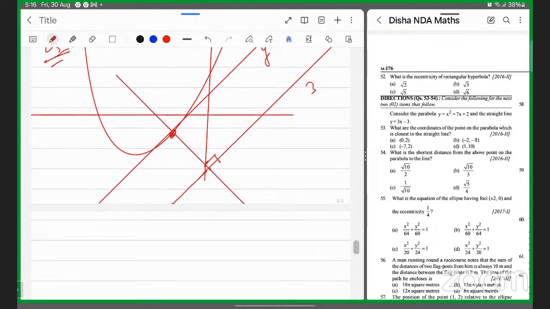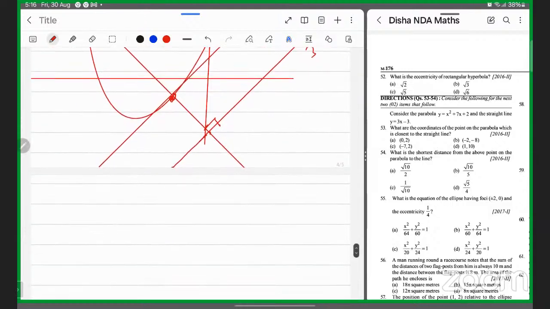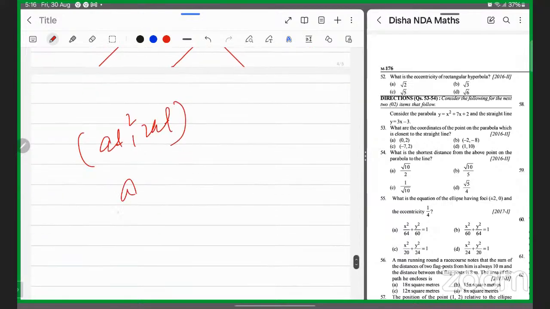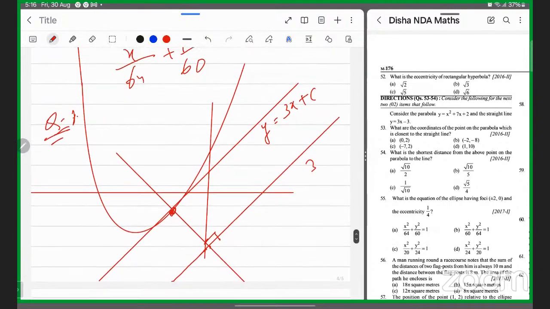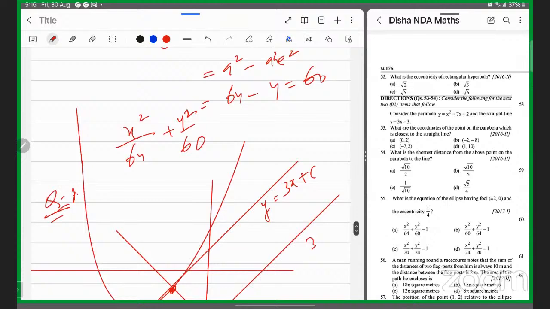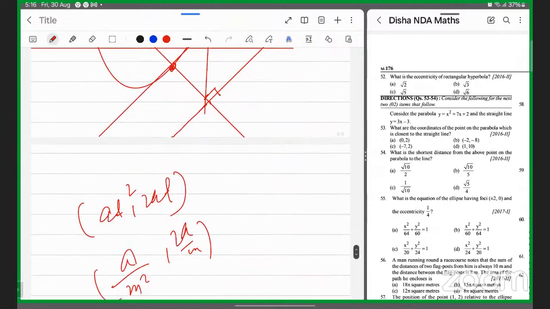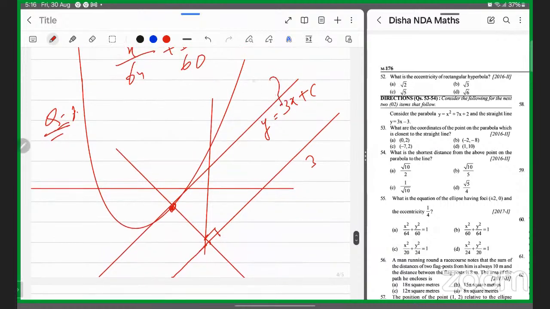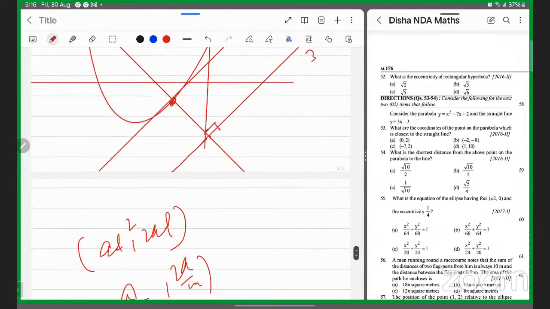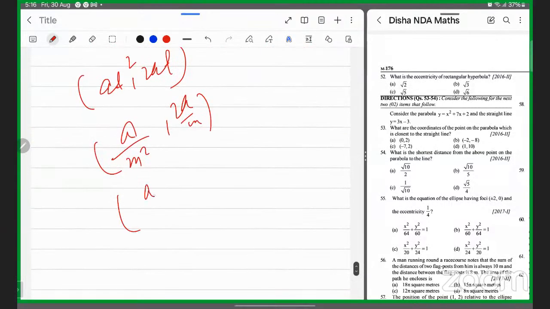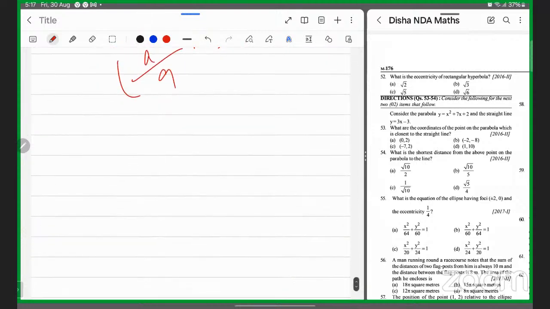The contact point. How will you find the contact point? What is the contact point of a parabola? Tell me. a m square comma 2a m, that means a by m square comma 2a by m. Here m is given. How will you find a? That's the main motive. Because the slope of the tangent is given as 3, the contact point is a upon 9, 2a upon 3. Any problem? Understood?